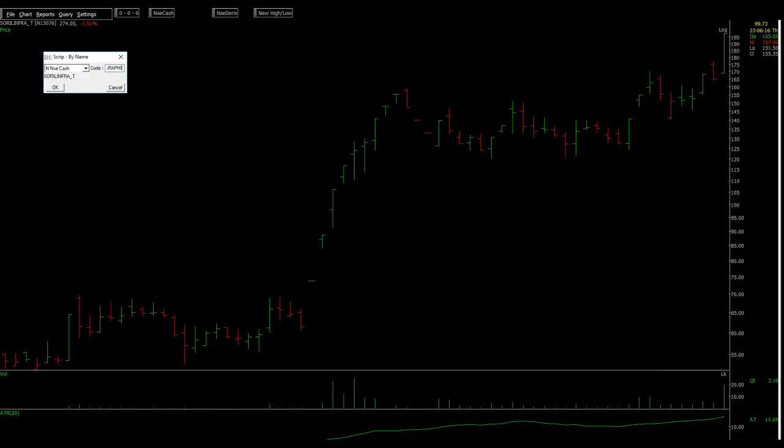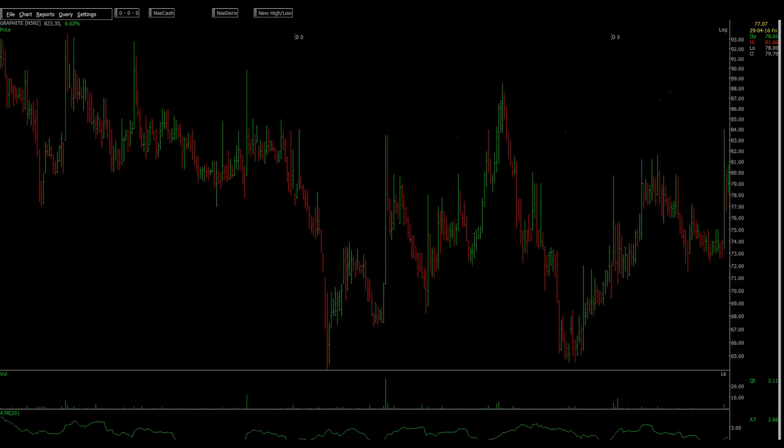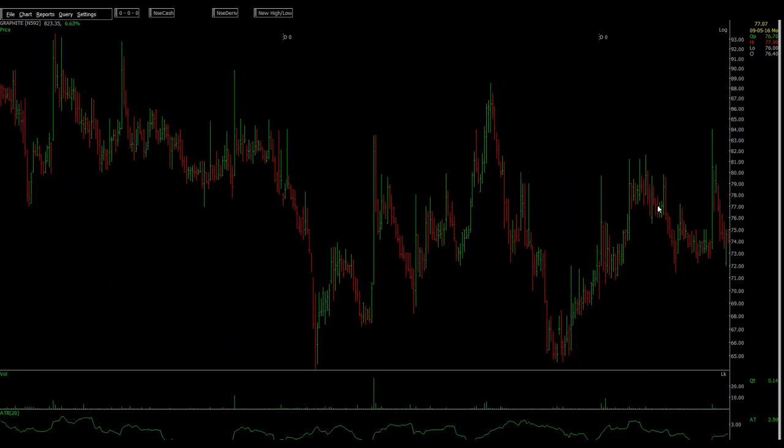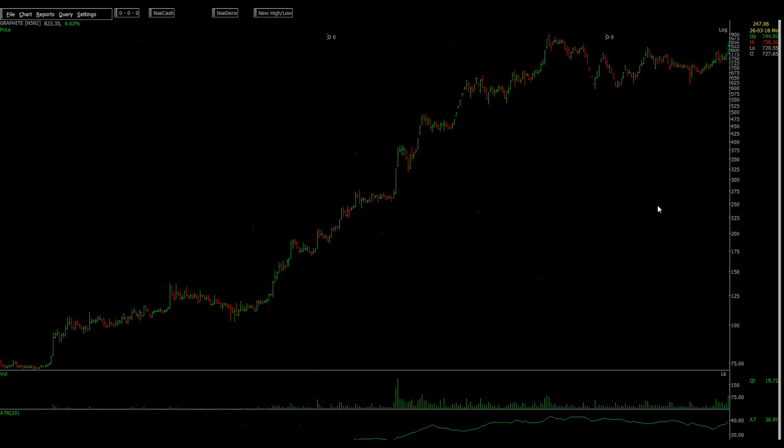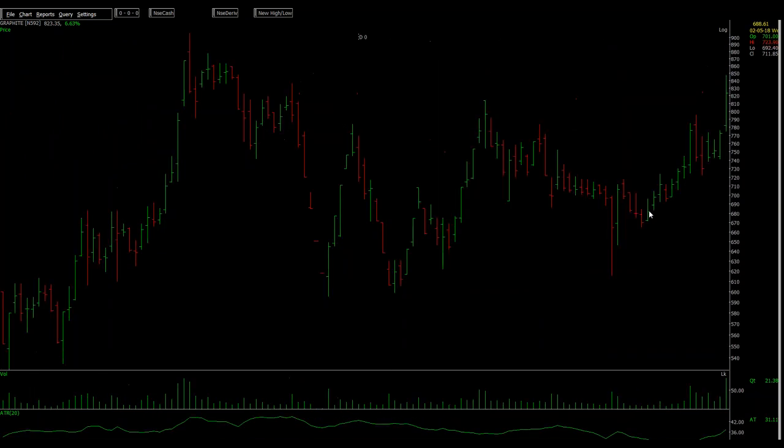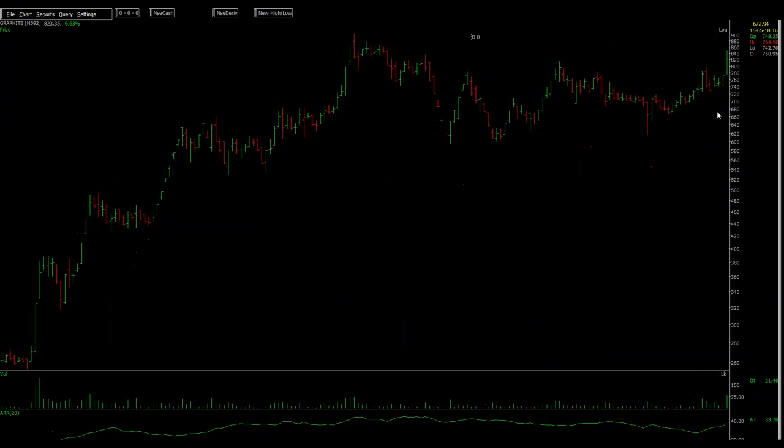The other VCP example that I've just taken is Graphite, which I've already explained, because it's just a 1-2 day old trade. So I will review it and share with you how it actually panned out, whether I exited this one or added more to it.